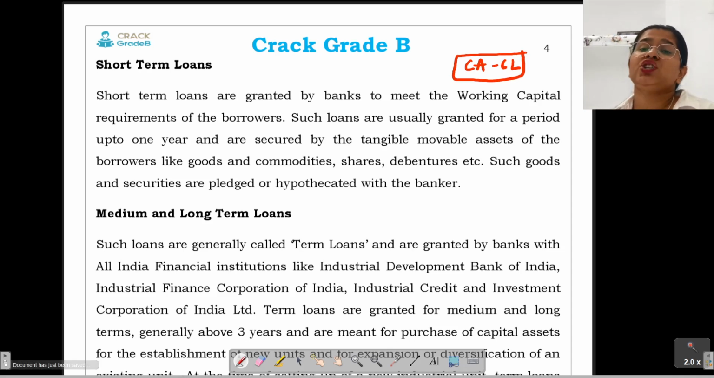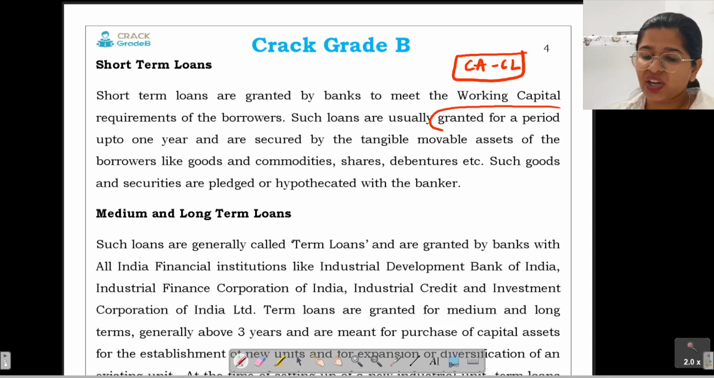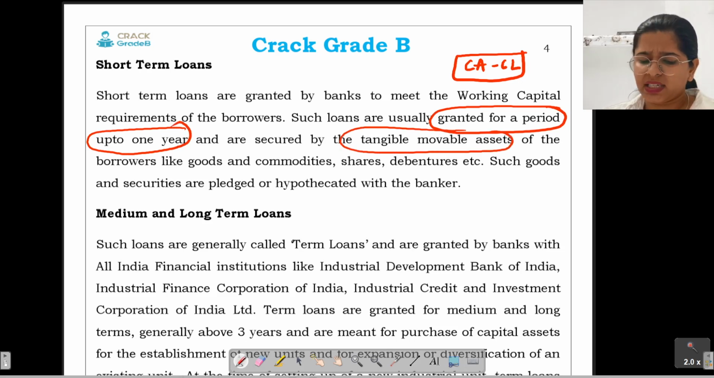Those assets which can be converted into cash within a 1 year time period, and current liabilities which you need to pay within a year time period, right? So that is working capital. So every business needs working capital, right? So short-term loans, these are granted by the banks to meet the working capital requirements of the borrowers. Generally, such kind of loans are granted for up to 1 year and they are secured by the tangible movable assets like goods, shares, debentures, etc.